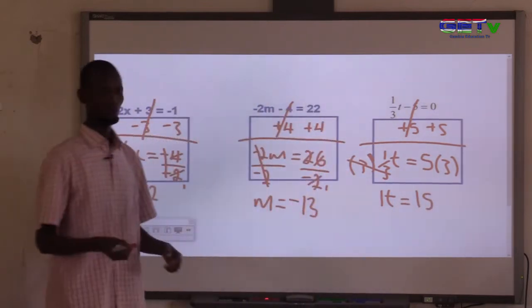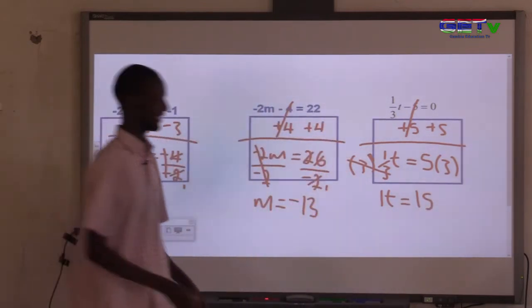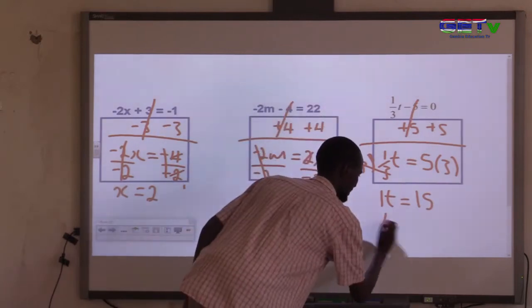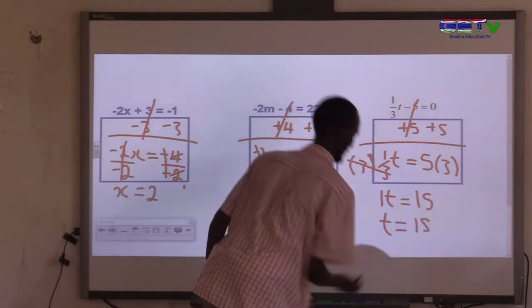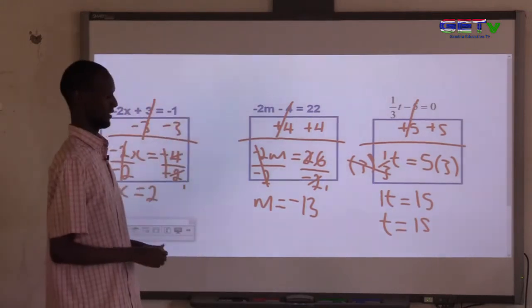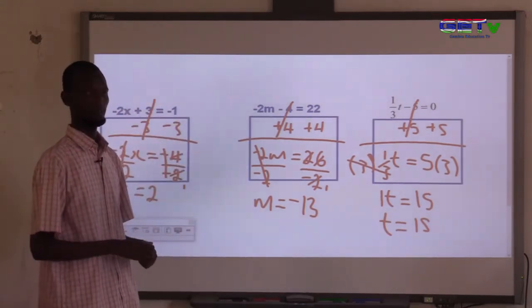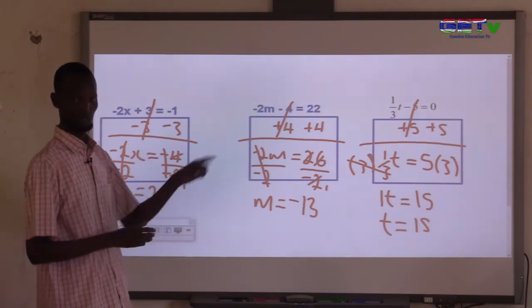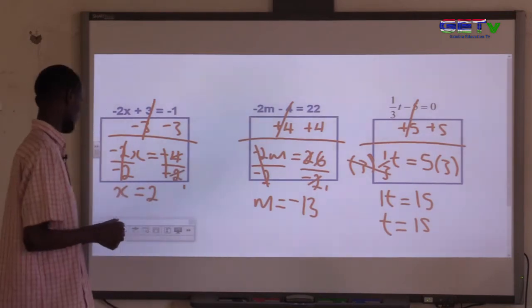But of course, we do know that 1t is just t. So we can write that as t equals 15. So in the end, our solution should be t is equal to 15. And I'm sure that is what you have arrived at as well.